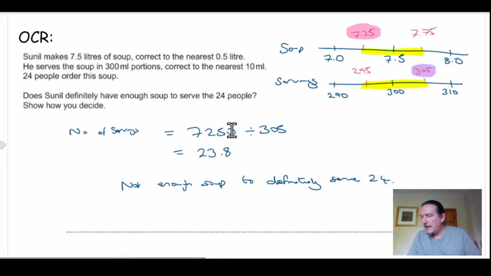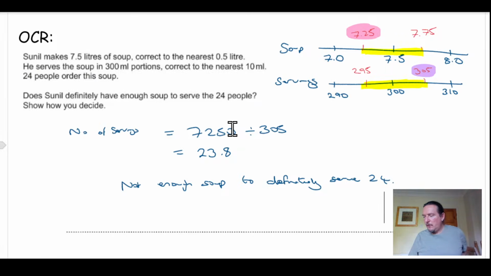Yeah, well, they need to be in the same units. I went from litres into millilitres. You could have converted the serving into litres. They have to match though, don't they? So when you divide them, otherwise they're not going to match up. So yeah, I converted the litres into millilitres, but you could have also converted the millilitre serving into litres.